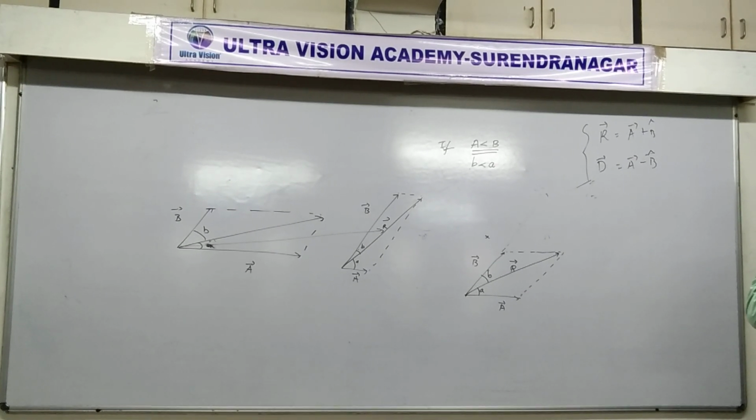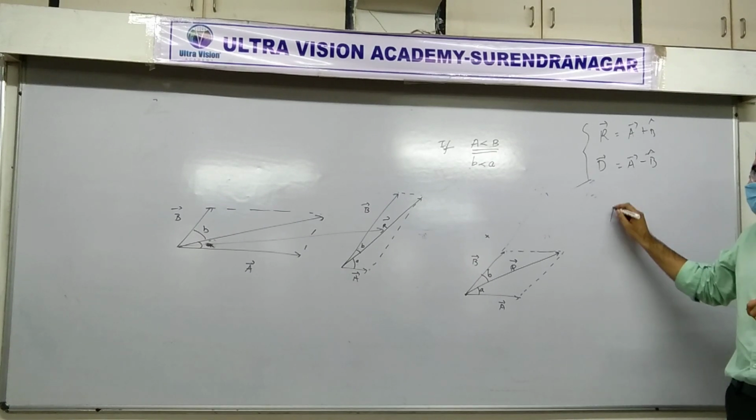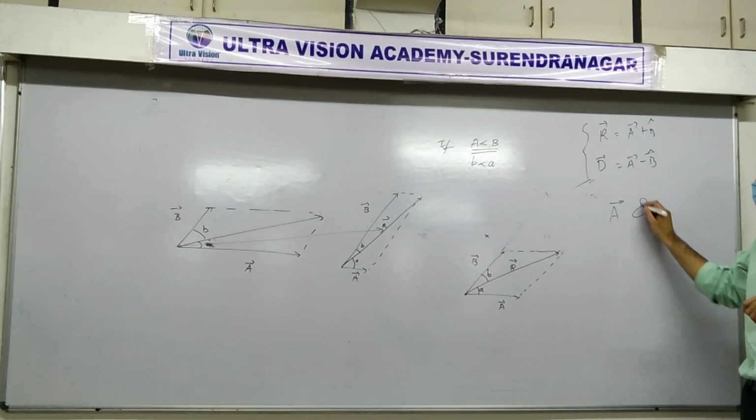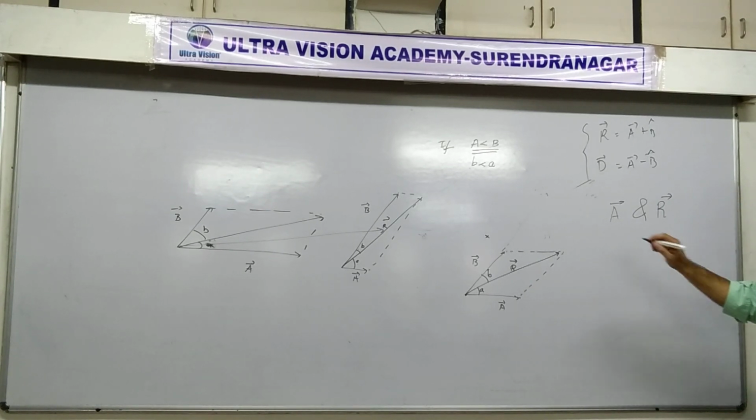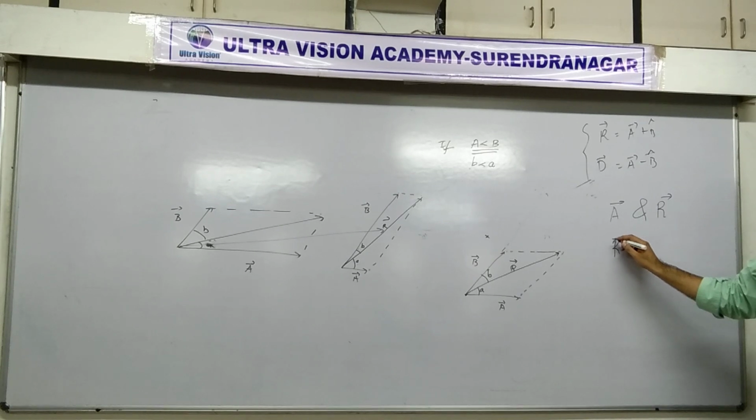A vector and R vector. Very good. We have to find angle between A vector and R vector. But I want further clarification. Pragati, what is this R vector which you are talking about?